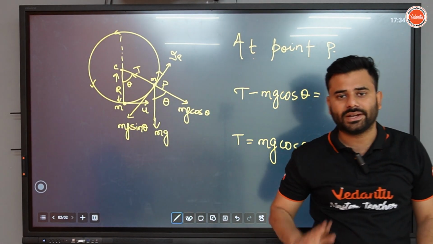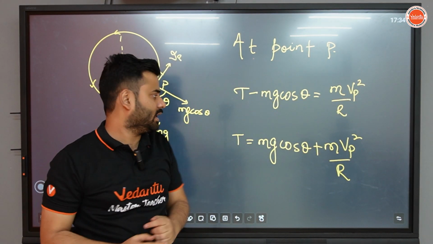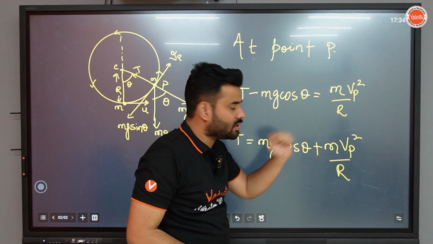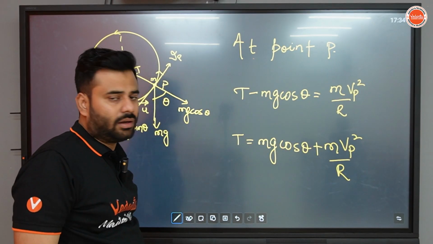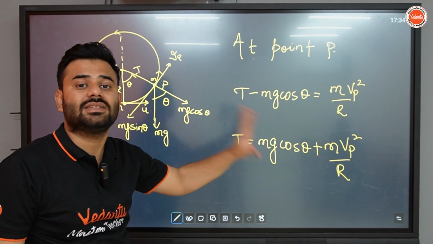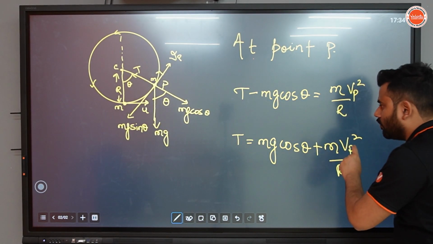So tension depends on theta. It means tension is also variable. Another thing, it depends on the velocity of the particle at that particular instant. So let's generalize more. I want to remove this Vp square.